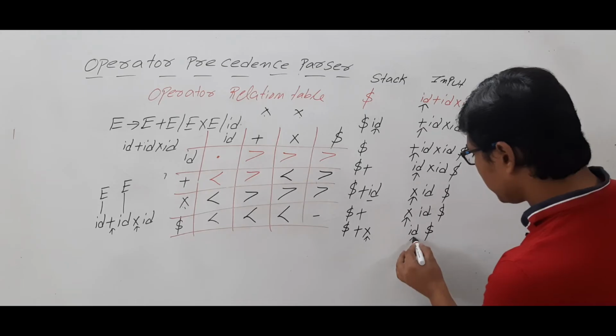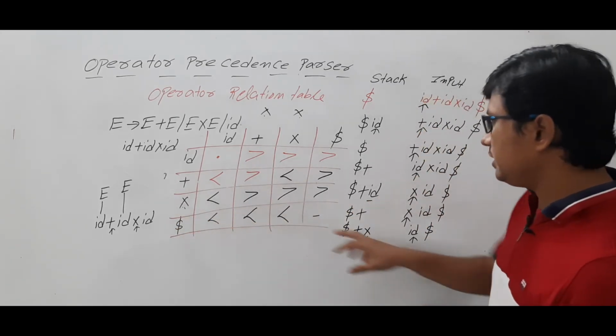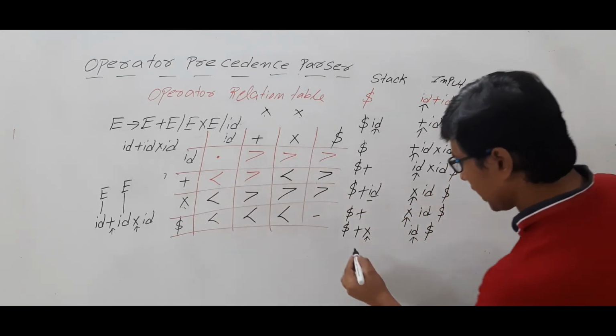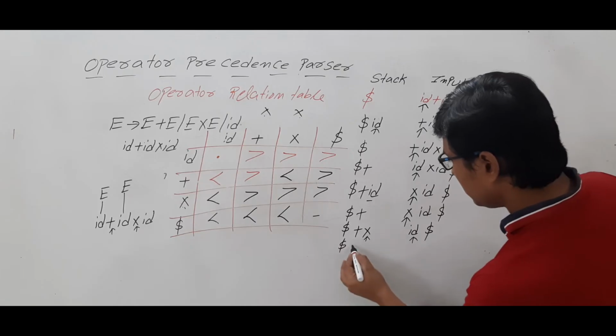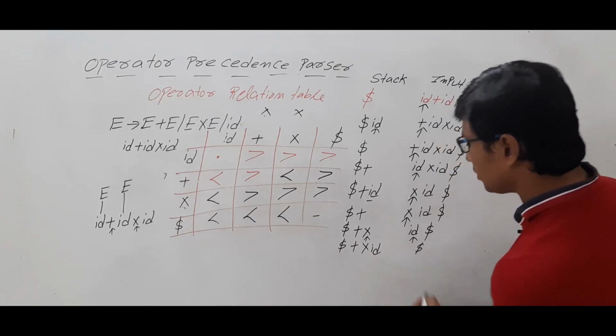Multiplication, and the input pointer is id. So multiplication is here and id is here. Again, what do you need to perform? You need to push it into the stack. So you will have dollar, plus, multiplication, id, and you will have the dollar here.